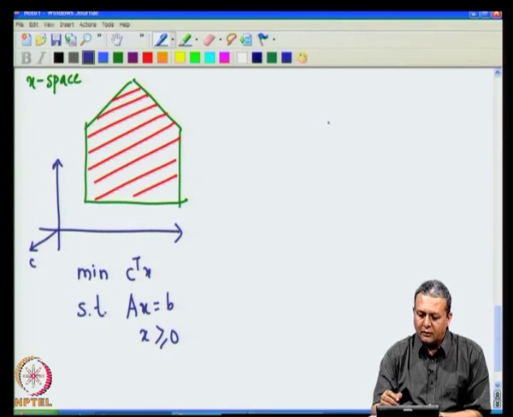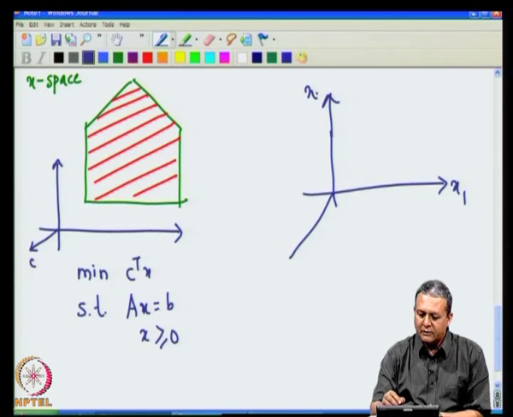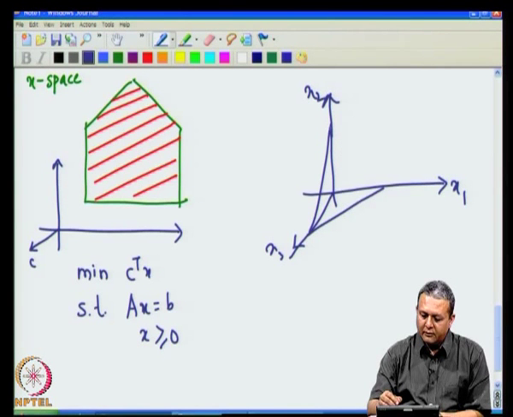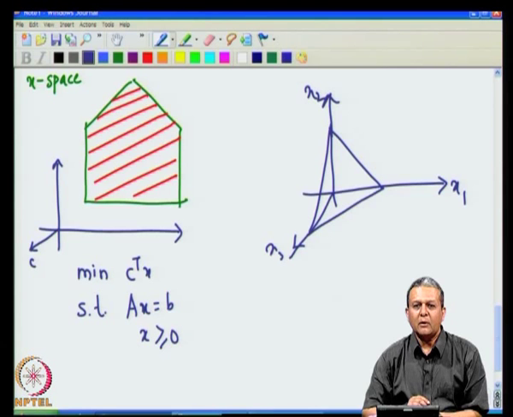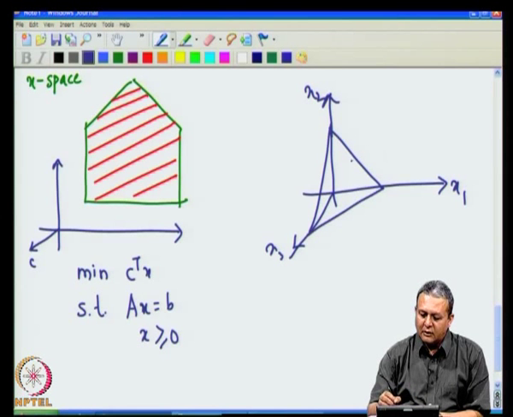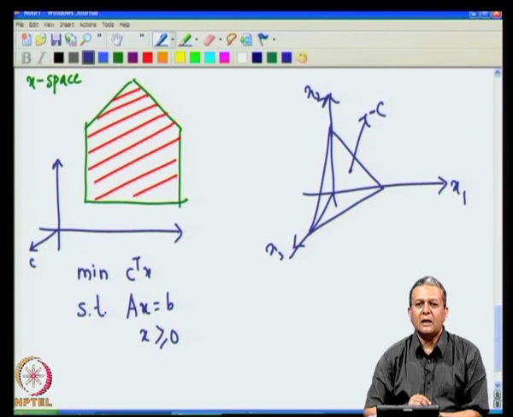For example, suppose the feasible set in the 3-dimensional space is like this. So, this is the intersection of the hyperplane with the first orthant. Now, suppose this is the feasible region, and then the current point is here, and then the negative gradient direction minus C is in this direction.